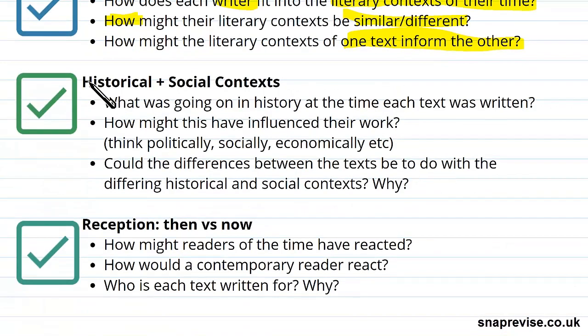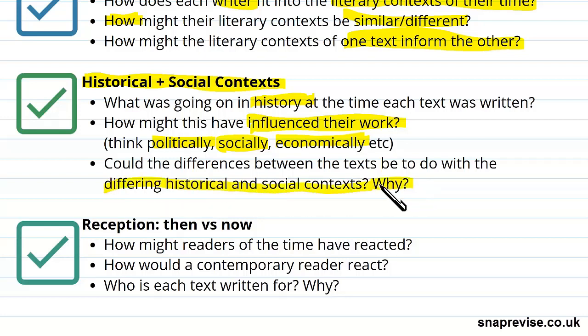We then have to look at some of the historical and social contexts to better understand each text individually, but also to be able to compare them. We have to work out what was going on in history at the time each text was written, and how might this have influenced each writer's work. We've got to think along the lines of politics, the social life of people in that time, economics, and many other things. We also need to ask, could the differences between the texts be to do with the differing historical and social contexts, and why?